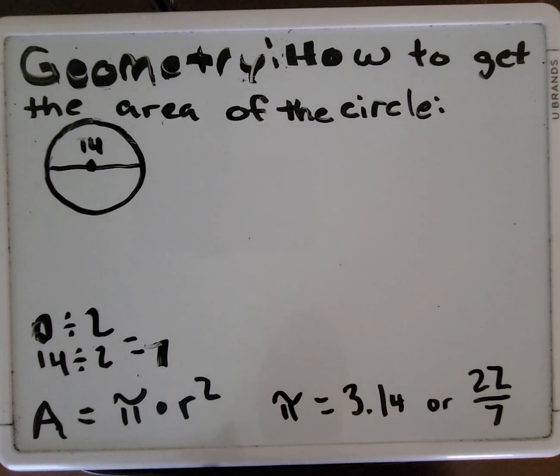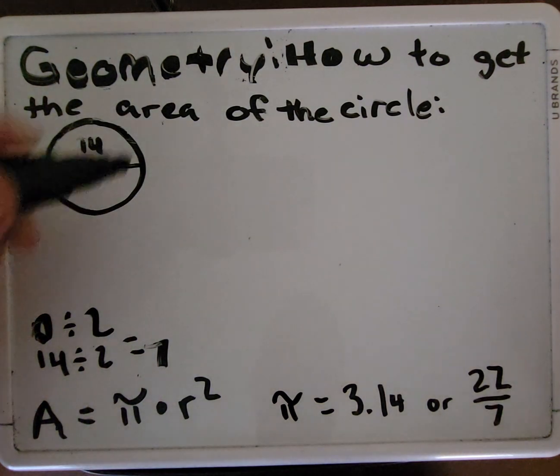Now keep in mind, pi will either equal 3.14 or 22 over 7. In this circumstance, it actually makes more sense to do the 22 over 7 because it's going to give you a much easier answer, whereas the decimal is going to be a little more complicated in this circumstance. So we're going to start off with the fraction this time, get our answer, and then we'll do the decimal so that you understand what I mean.